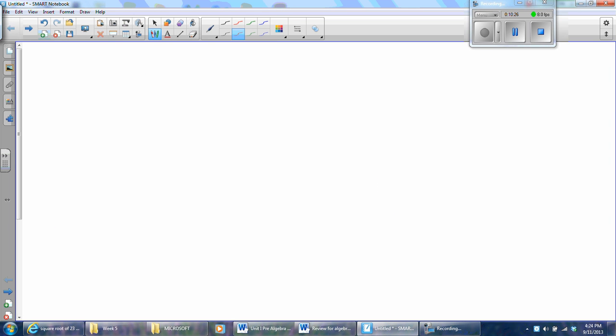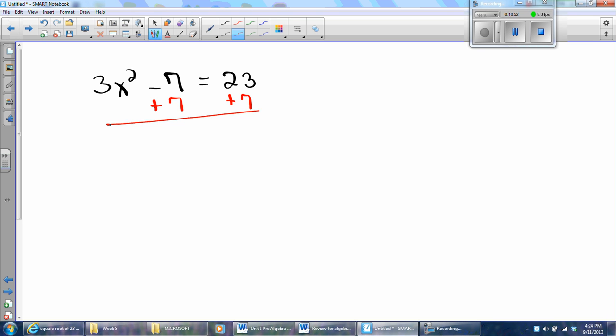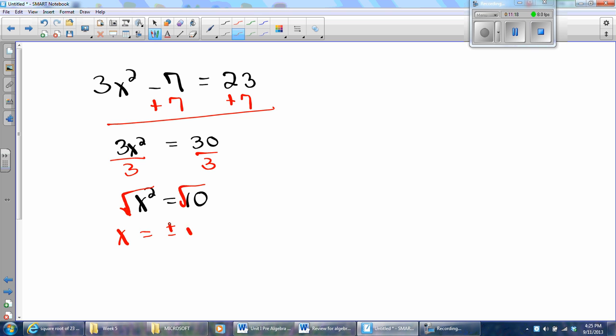So let's say I have 3x squared minus 7 equals 23. Okay, so I'm going to undo the subtraction first, and I'm going to get 3x squared equals 30, and then I'm going to undo the multiplication, right? And then I'm going to get x squared equals 10, and then I'm going to take the square root of both sides. That's how I'm going to undo the exponent in this case. So I know that x is going to be equal to plus or minus the square root of 10.